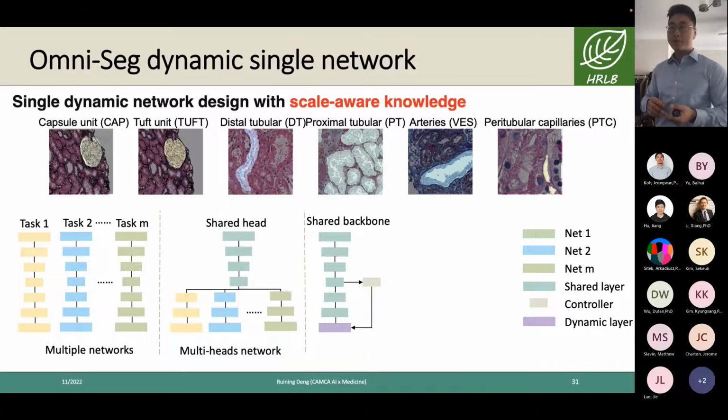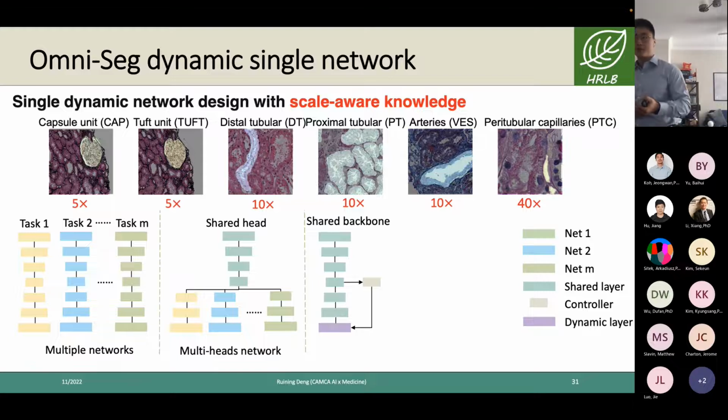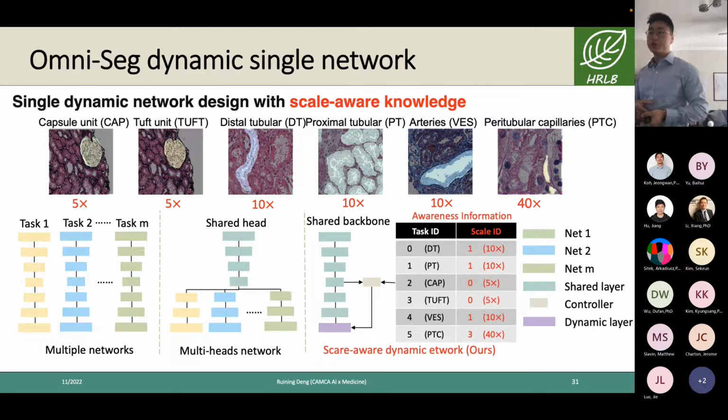When preparing the data sets with partially labeled data, we know that the scale information is very important for digital pathologists. What if we let the model understand not only the tissue type, but also the scale information? For example, for the capsule and the tuft, we let the model know they are at 5x resolution. For the tubular vessel, they are 10x resolution. For the peritubular capillaries, they are 40x resolution. What if we let the network understand the scale knowledge to improve the quantification performance? Therefore, we improve this single dynamic network with scale-aware knowledge. At the same time, we not only input the task ID, which shows the tissue type, but we also provide the scale ID, which shows the scale information.